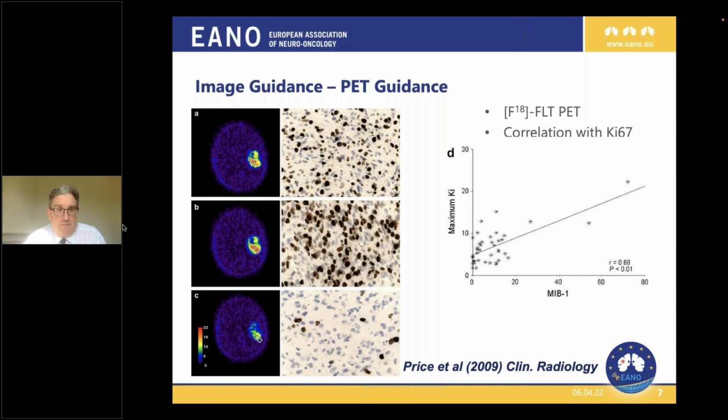And you can see here are the PET images with our biopsy sites at different sites. And this is the MIB1 stain looking for cellular proliferation. And using this very accurately, we could then quantify the uptake of the FLT and also look at the proliferation indexes of the tissue and show that there was a correlation.